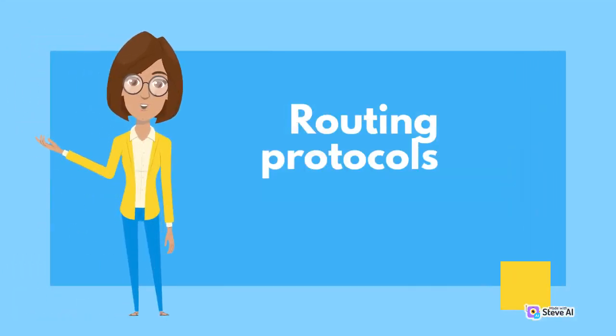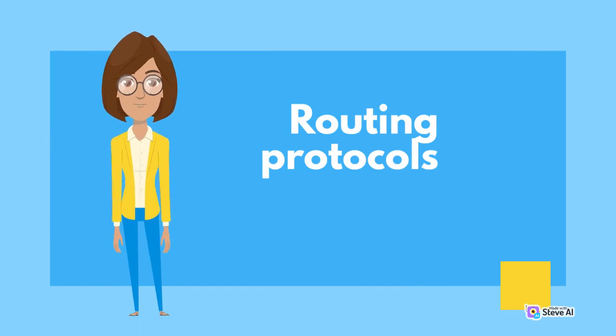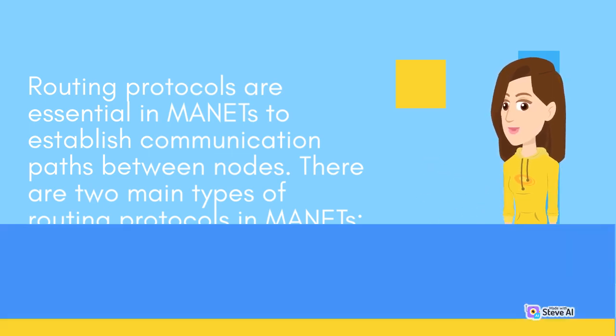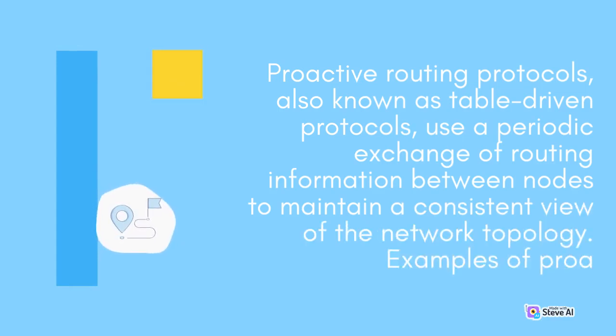Routing protocols. Routing protocols are essential in MANETs to establish communication paths between nodes. There are two main types of routing protocols in MANETs: proactive and reactive. Proactive routing protocols, also known as table-driven protocols, use a periodic exchange of routing information between nodes to maintain a consistent view of the network topology.